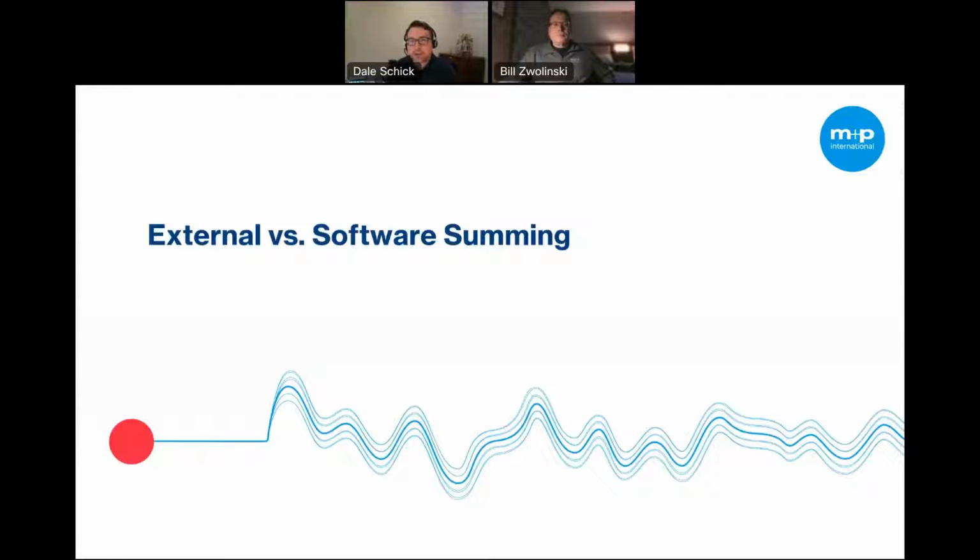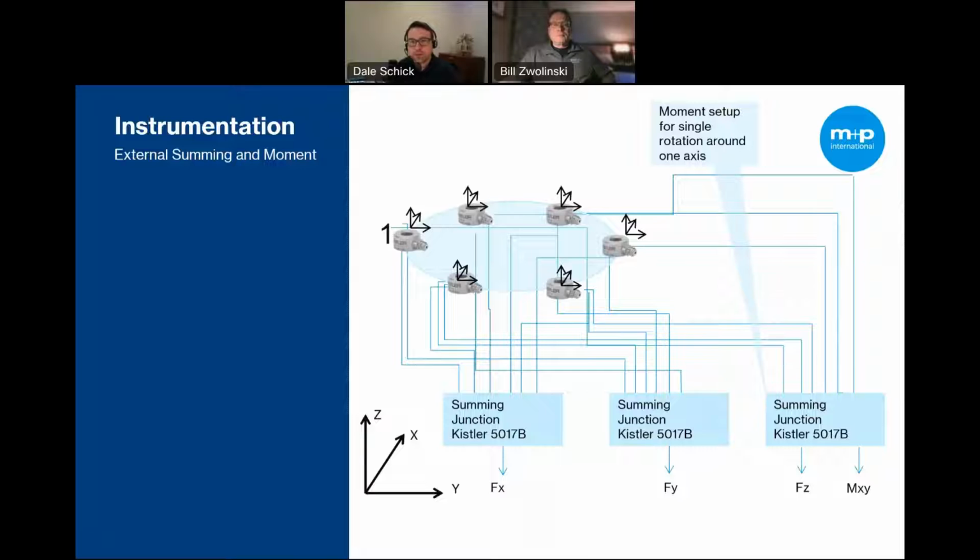So in this part, we're going to compare external summation, or summing with external hardware, and then compare that with software summation. External summing utilizes charge amplifiers and summing junctions to reduce control system channel utilization. In this configuration, each axis is summed, providing a combined output channel for each axis. Additionally, pairs of force sensors can be combined to calculate in-axis overturning moment. So these two force sensors, each in each pair, are used to calculate the force moment about the datum.